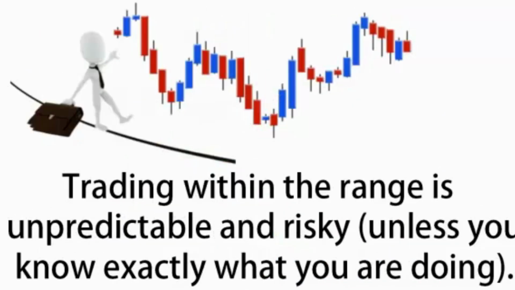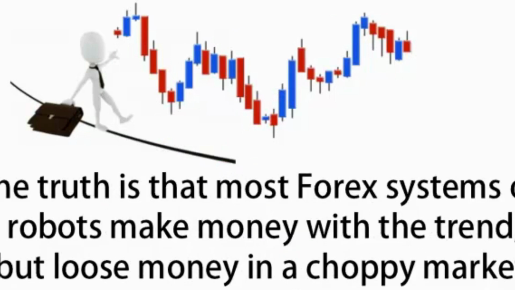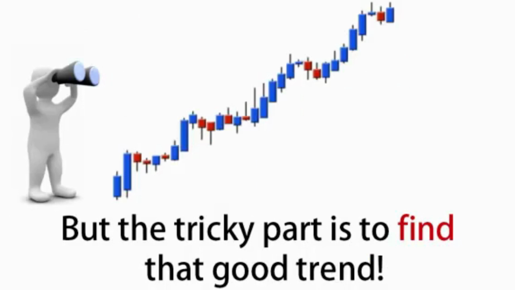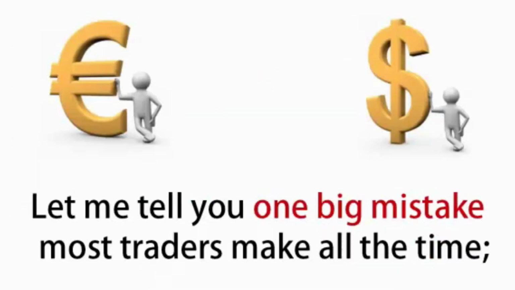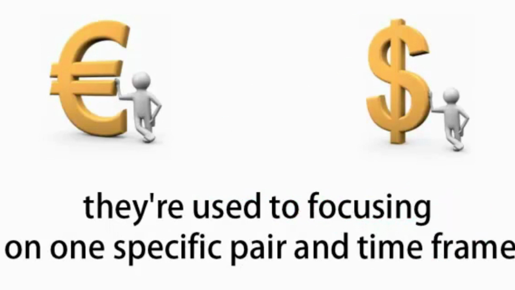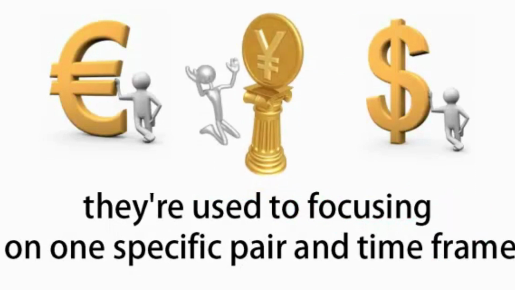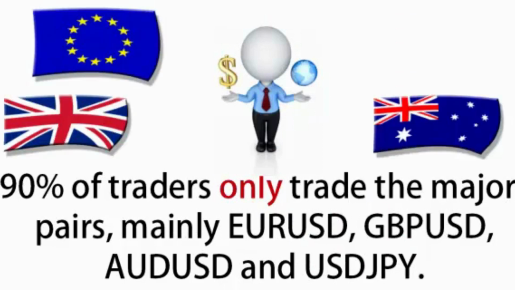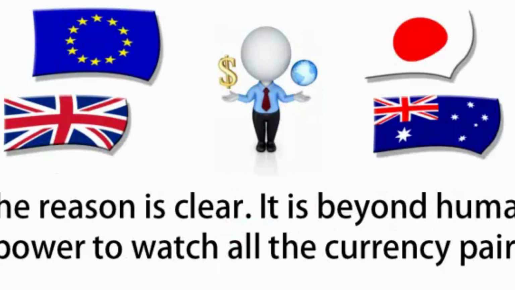Trading within the range is unpredictable and risky, unless you know exactly what you're doing. The truth is that most Forex systems or robots make money with the trend, but lose money in a choppy market. But the tricky part is to find that good trend. Let me tell you one big mistake most traders make all the time. They're used to focusing on one specific pair and time frame. 90% of traders only trade the major pairs, mainly the euro, the cable, the Aussie and the yen. The reason is clear. It's beyond human power to watch all the currency pairs.